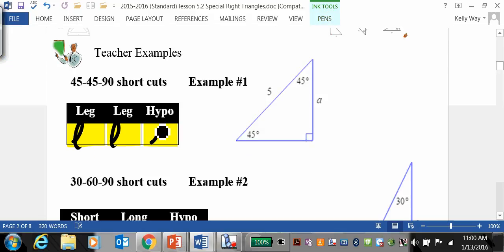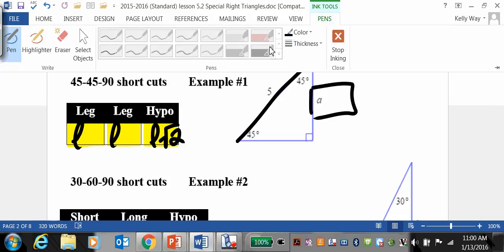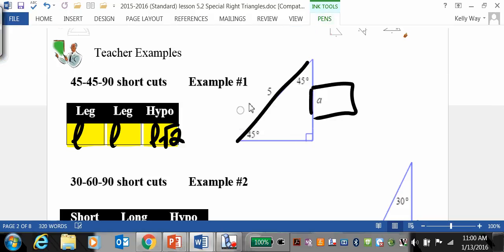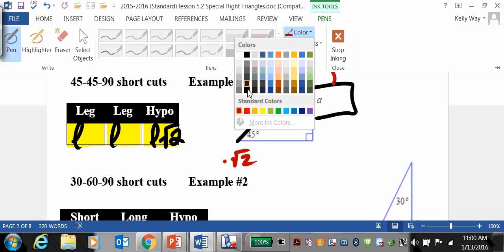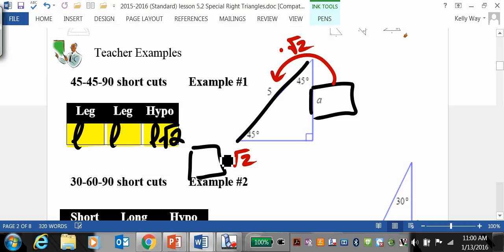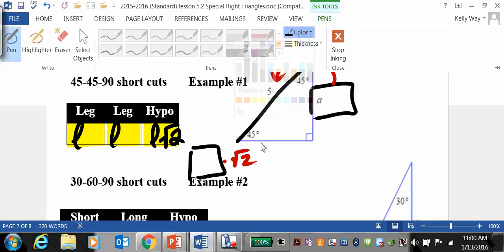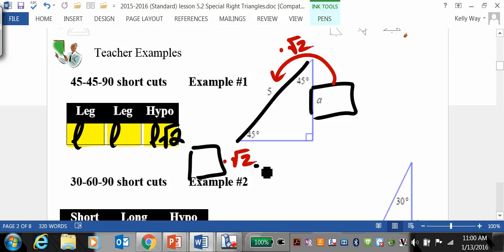45, 45, 90. Leg, leg, leg root 2. That's how that goes. Okay, now this is our hypo. So we go back to our legs and we're asking ourselves this. Something times root 2 gives us 5. You try to fill out that something in the next 30 seconds. Go. Do not help each other.